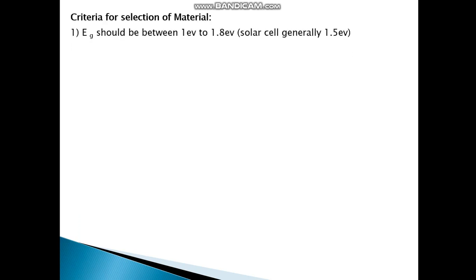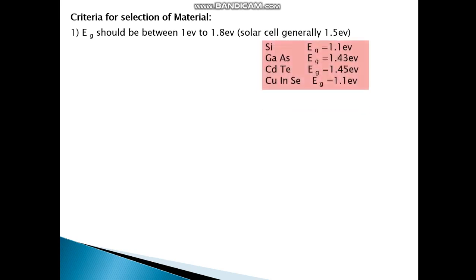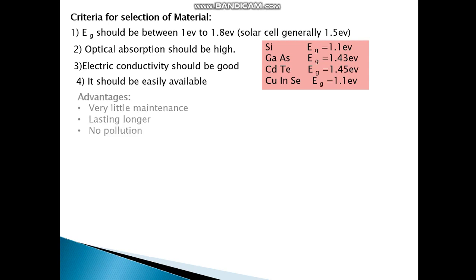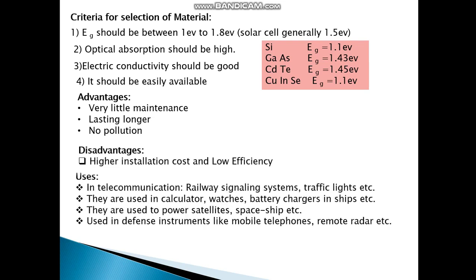Criteria for selection of the material: Eg should be between 1 eV to 1.8 eV. For a solar cell it is generally 1.45 eV. Optical absorption should be high. Electrical conductivity should be good. It should be easily available. Advantages: very little maintenance, long lasting, no pollution. Disadvantages: high installation cost and low efficiency.